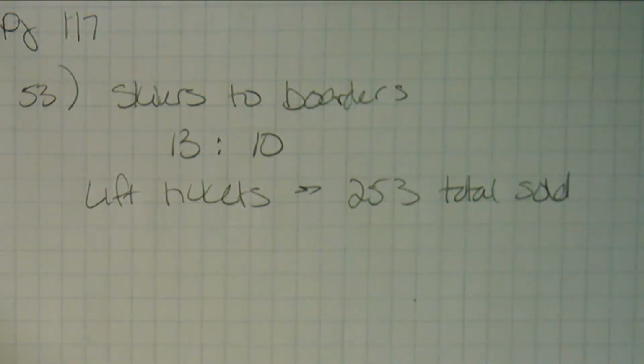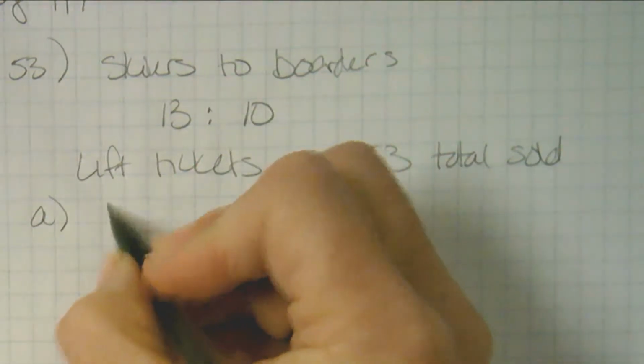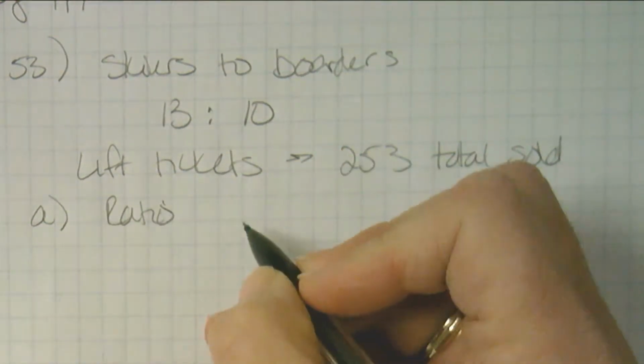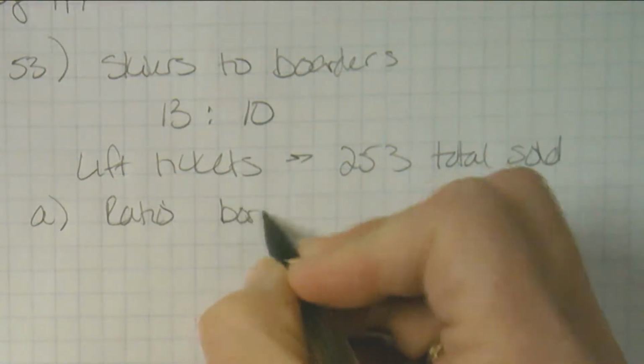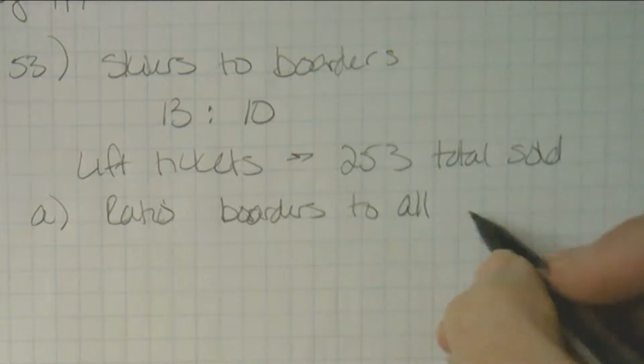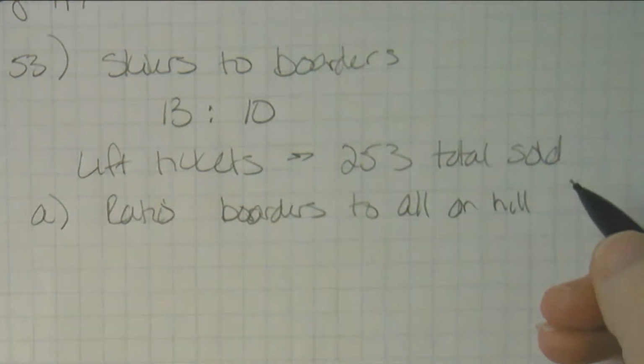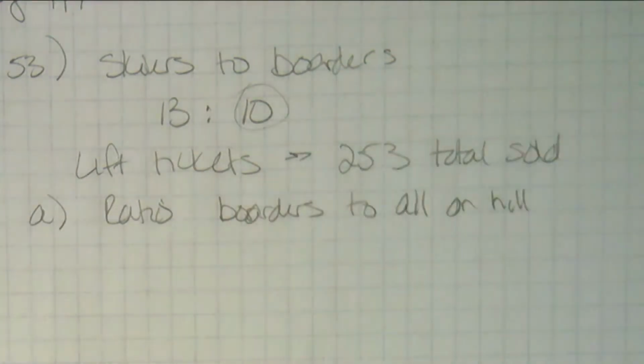Okay, so from there, what they're saying to us, so this is where we are so far with our givens. It says find the ratio of snowboarders on the mountain to all of the skiers and snowboarders. So A, say that we want a ratio of boarders to all on the hill. First of all, my number of boarders is going to be that 10.